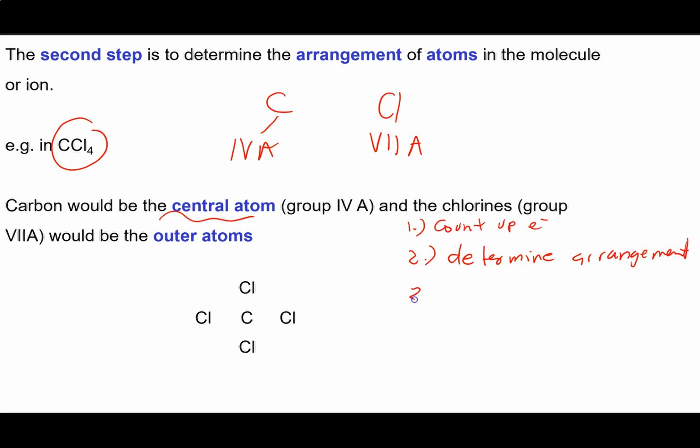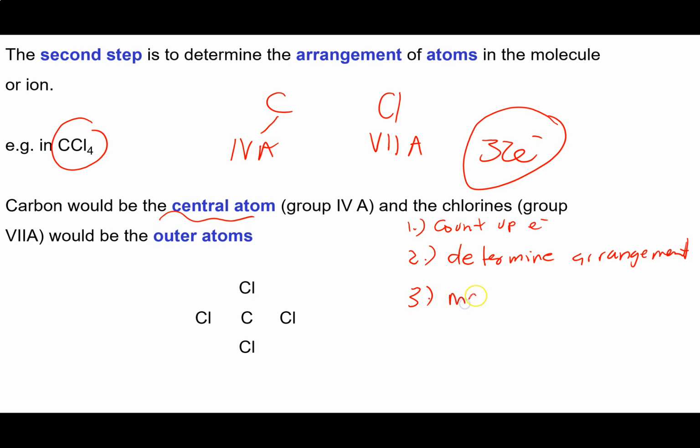So now all we have to do is figure out where our lone pairs go and where our bonds go. And remember, we've got 32 electrons to distribute, and we're going to try and do that in such a way that everybody gets an octet. So what do we have to do once we've determined the arrangement?